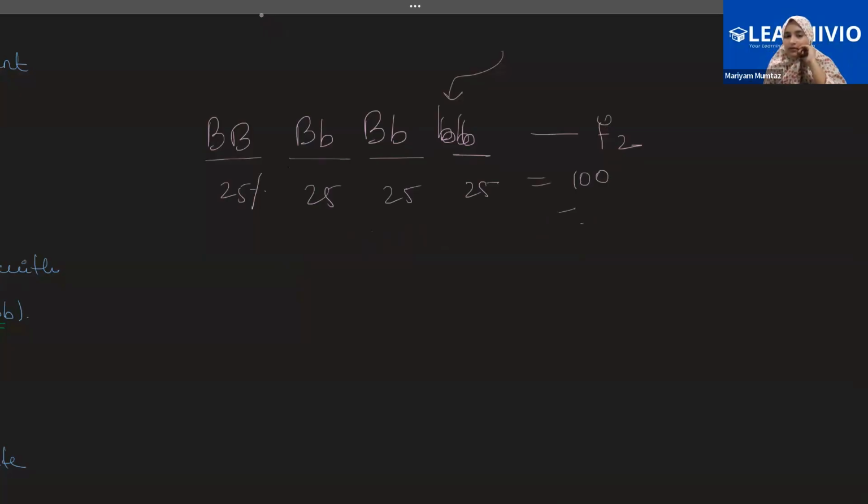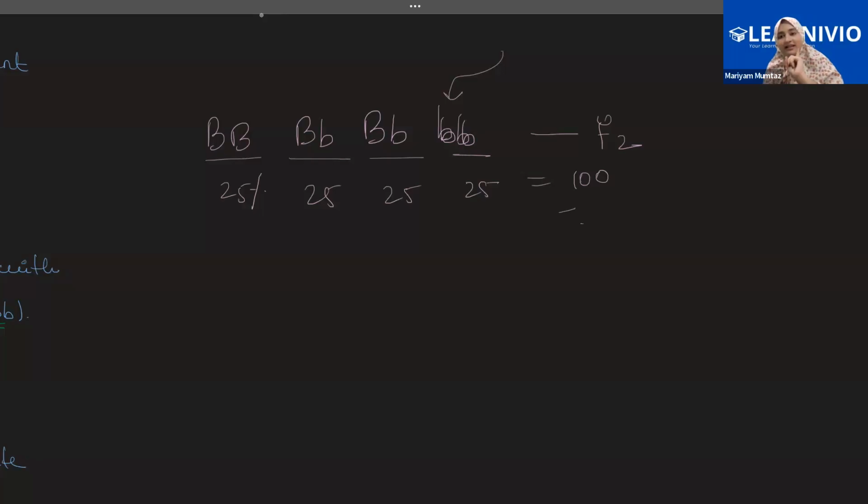75%. How? There are 3 blue. What was my question? Heterozygous. What is the meaning of heterozygous? Heterozygous, look carefully. Okay, only 25%, only one. Which one is heterozygous? Capital B, small b.